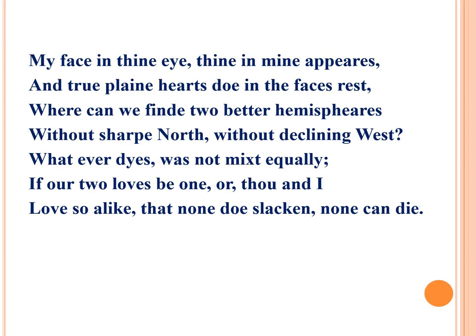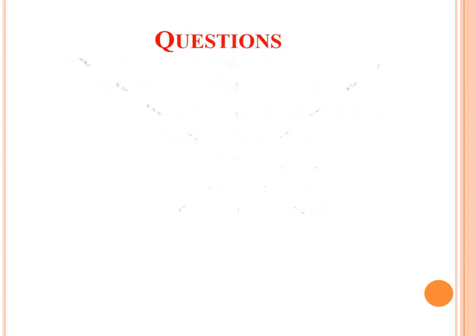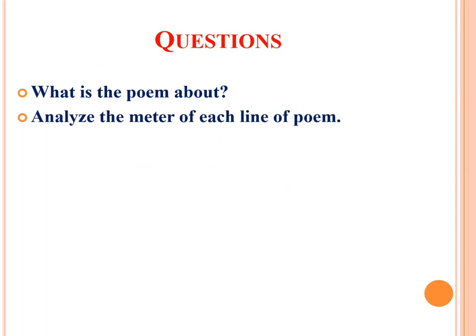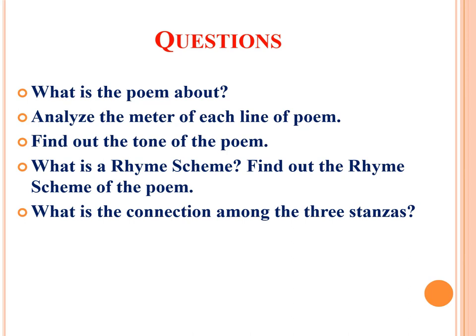And you have seen that all the lines indicate which tense, which time? Future, not the present. Then, whatever dies was not mixed equally, if our two loves be one, or thou and I love so alike, that none do slacken, none can die. So if our love continues this way, however we are loving, we can never die, our love will never die as well.